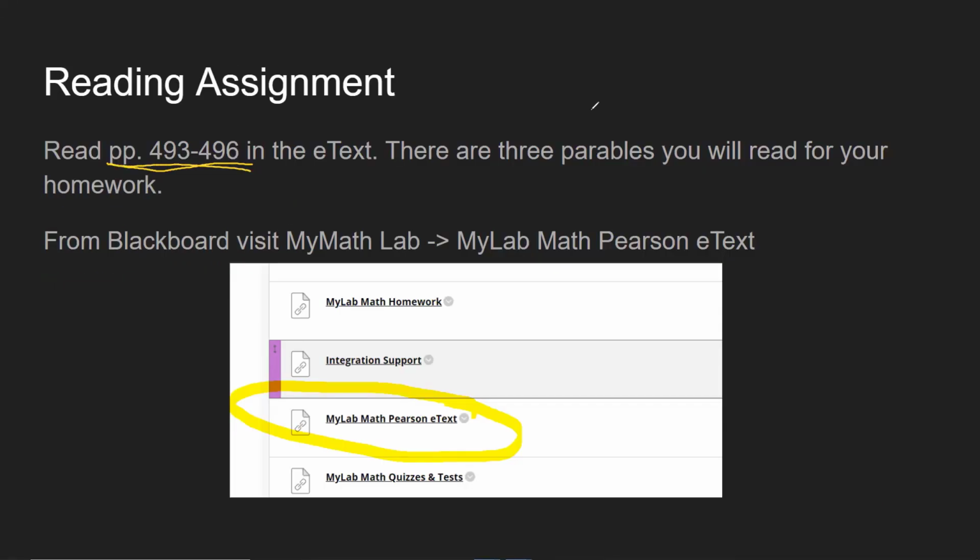There are 3 stories that you need to read for your homework. They are on pages 473 through 496, and you can get to those through the e-text that I walked you through before. So please read the book. You need to read these pages in your textbook in order to do a few of the homework problems. And the homework problems are really more reading retention, less math, just making sure you've read the story.